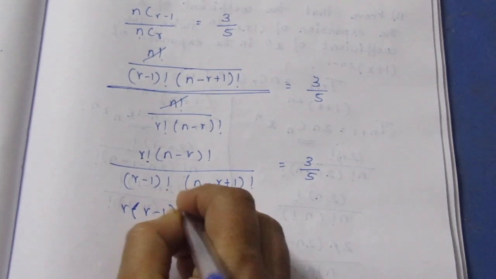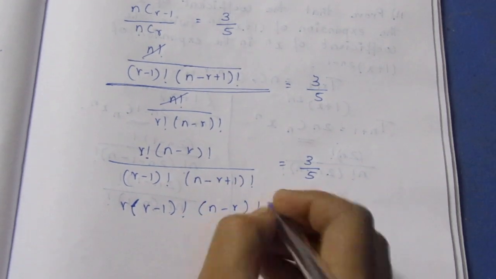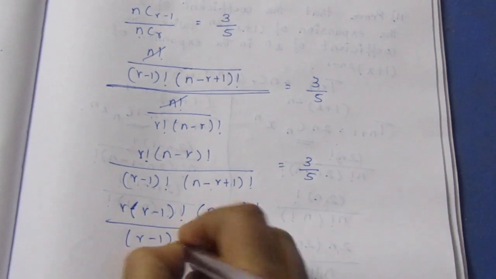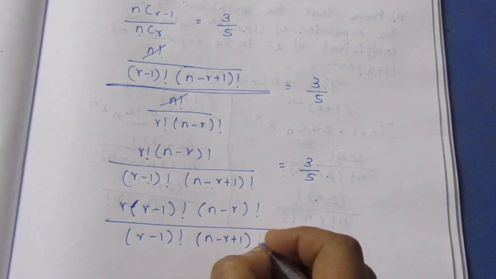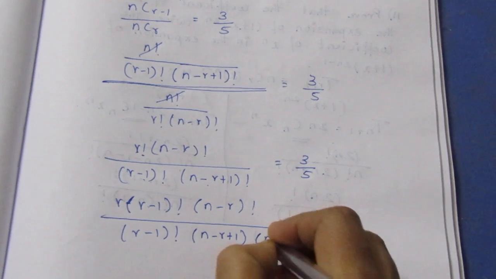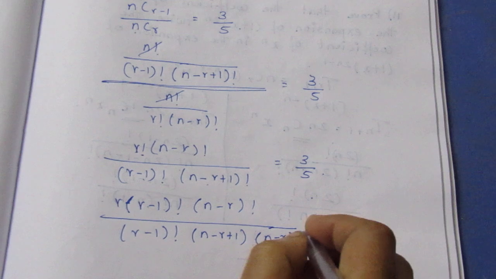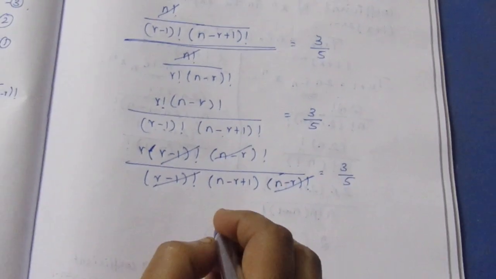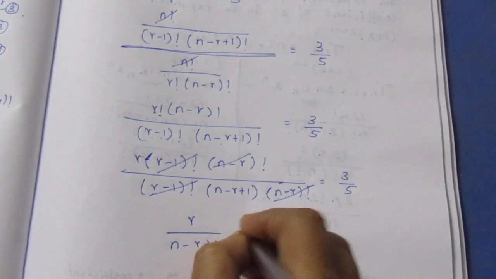Now this is the greater one, so I am going to split this r into r minus 1 factorial. Here let me take this as it is, (n minus r) factorial. Here this is the greater one, so I am writing this as it is. Here this can be split as (n minus r plus 1), then the other number will be minus 1. Minus 1 plus 1 gets cancelled and it becomes (n minus r) factorial is equal to 3 by 5. This gets cancelled, this gets cancelled. We have r by (n minus r plus 1) is equal to 3 by 5.